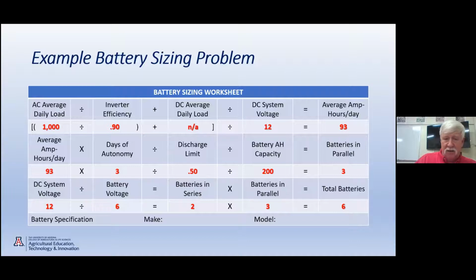Again, this is all going to vary based on your total AC loads, the type of battery you're using, your days of autonomy, and your discharge limit. So you have to look at all these different variables to determine how many batteries you're going to need.